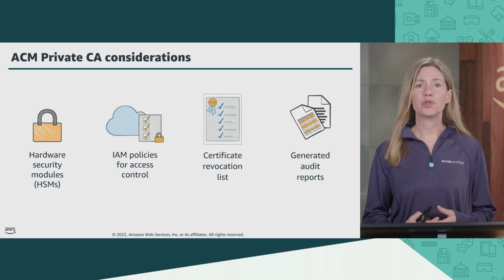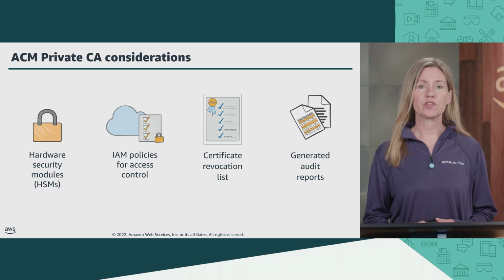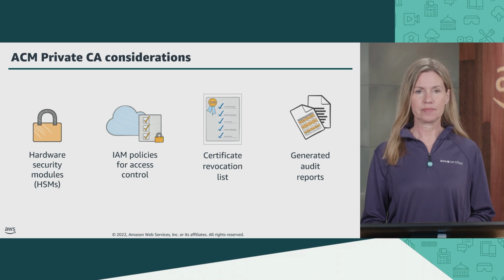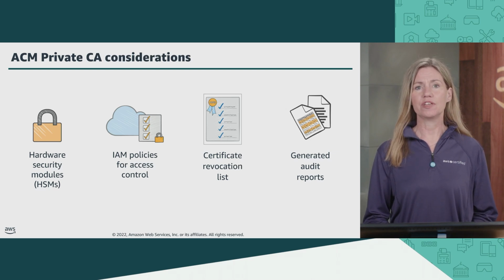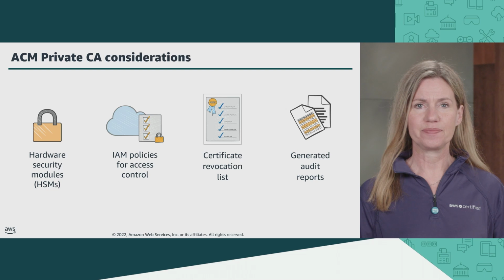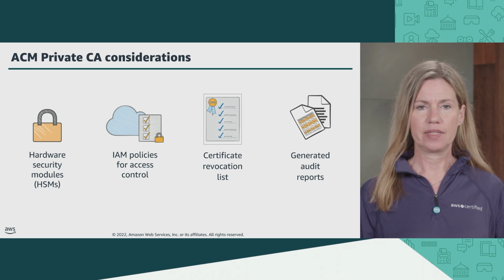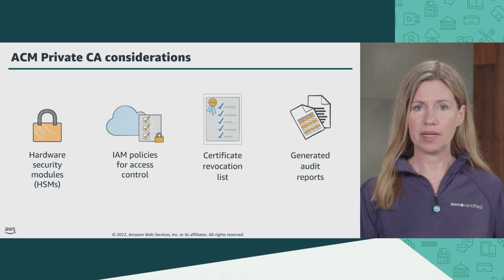ACM Private CA is secured with HSMs. These HSMs adhere to FIPS 140-2 Level 3 security standards to help protect your private CA against key compromises. CA administrators can also control access to the service by using IAM policies. ACM Private CA publishes and updates certificate revocation lists to an S3 bucket automatically to help prevent the use of revoked certificates. For instance, an IoT application can check if the private certificate for a sensor is valid before accepting data from the sensor. ACM Private CA creates another S3 bucket that provides the ability to generate audit reports.